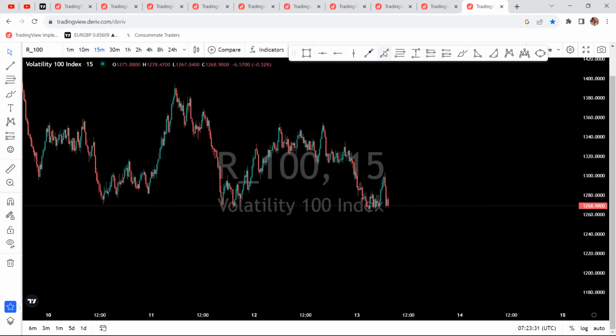Give us another look, then use this counter trend line to target the up. Let's allow it to do this one, and that will be the target. So that is for today's analysis.